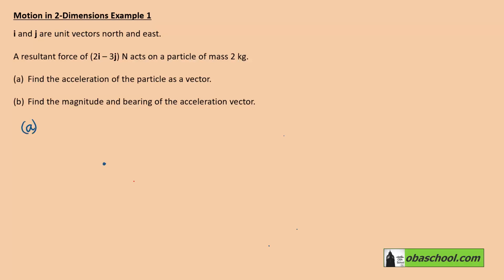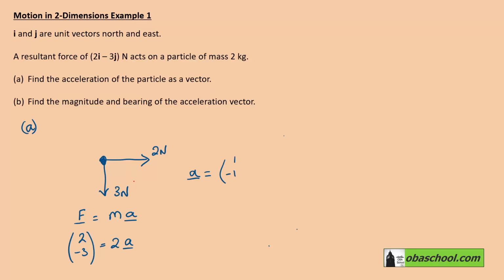So we have our object and we have a force that goes 2 newtons this way and 3 newtons that way. And of course, F is equal to ma. So (2, -3) is equal to 2a. Dividing both sides by 2 gives me that a is equal to (1, -1.5), and that would be in meters per second squared.